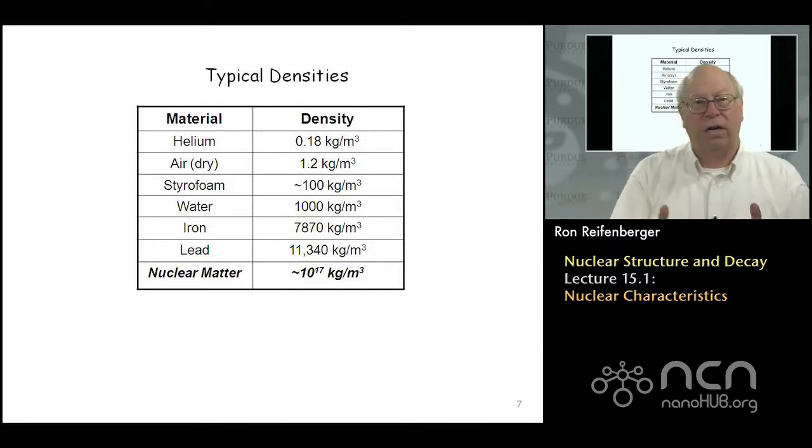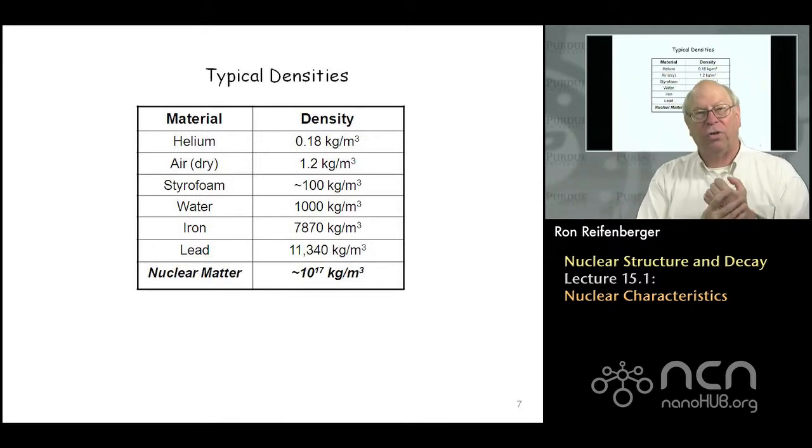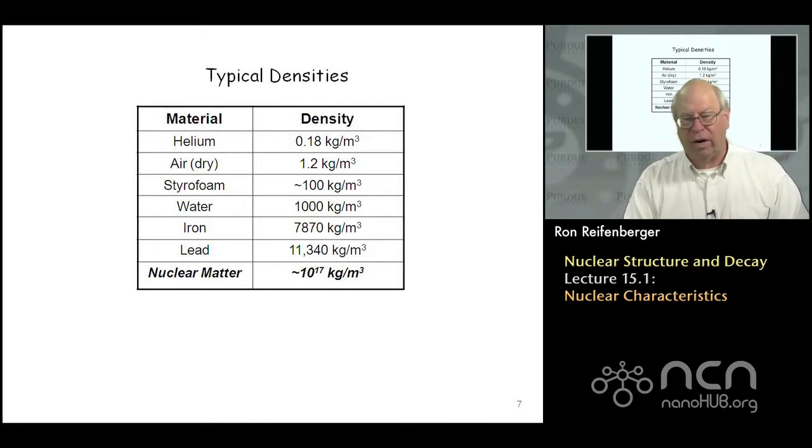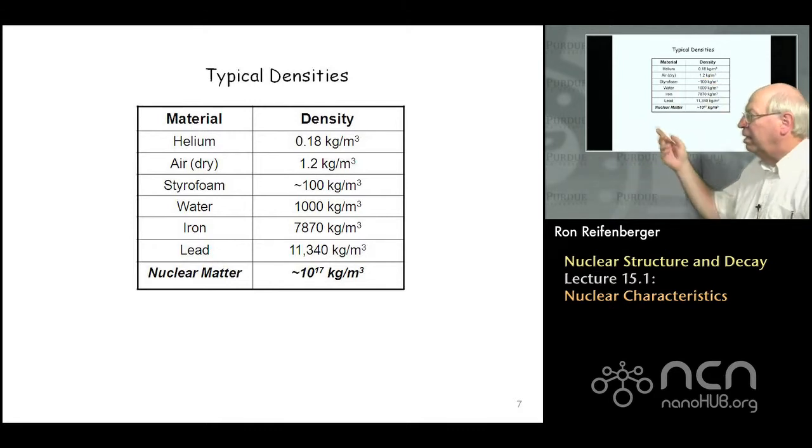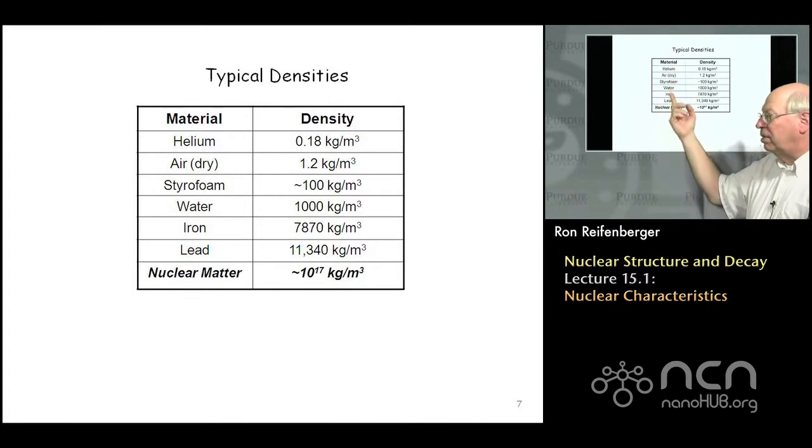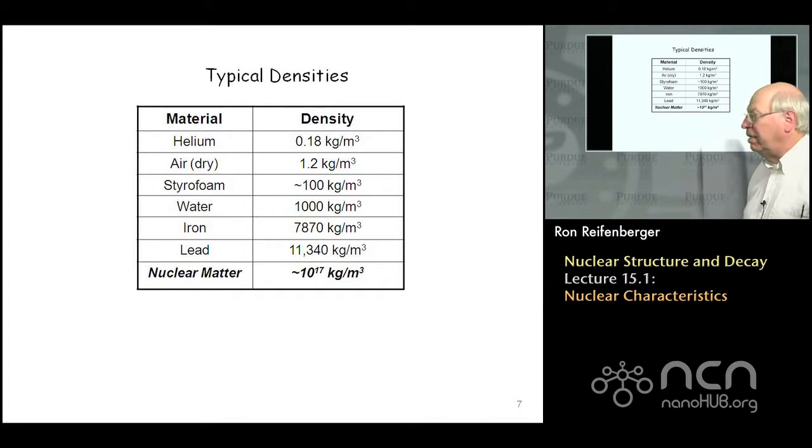It's also useful to compare this mass density of nuclear matter to the typical densities that we encounter in our everyday life. So here I just list some typical materials that we might encounter in a given day, right? Helium, dry air, styrofoam, water, iron, and lead. Lead is about the densest chemical element that we know, and the density of lead is about 11,340 kilograms per cubic meter.